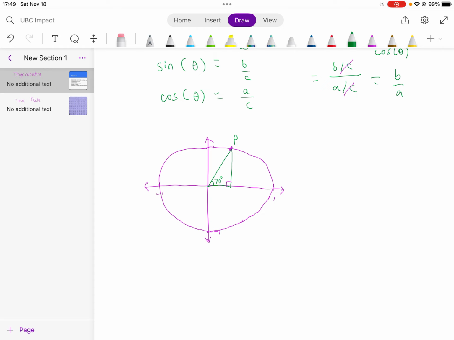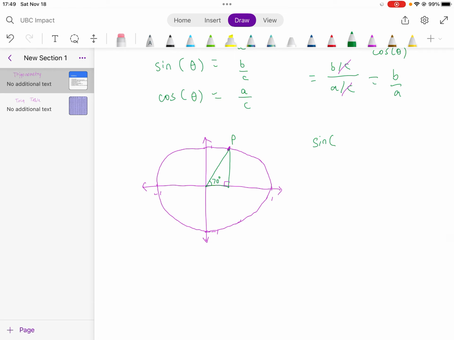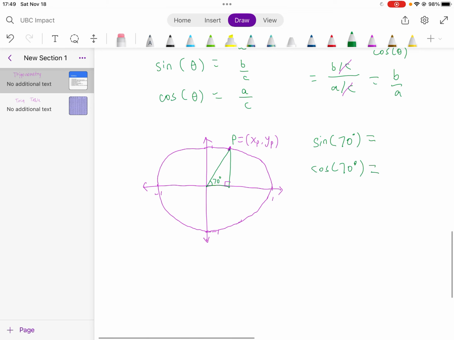So let's say that we have 70 degrees here. And what we're going to do is find out what its cosine and sine are. So what is sine of 70 degrees and what is cosine of 70 degrees? Let's make it simple. This point P is equal to an x value and a y value, right? Because every point has an x value and a y value. So let's call this xp and yp. That is the x and y value. And here's the magic. It turns out that when you have a unit circle and you draw your triangle this way, you can very easily find the cosine and sine, because the sine is equal to yp and the cosine is equal to xp.